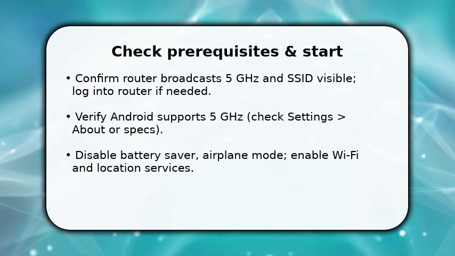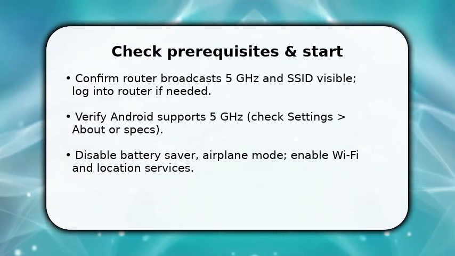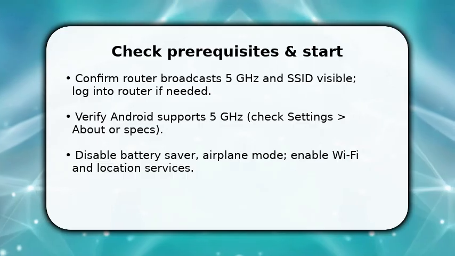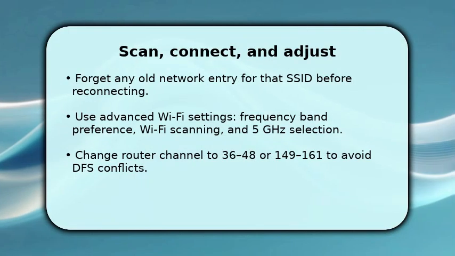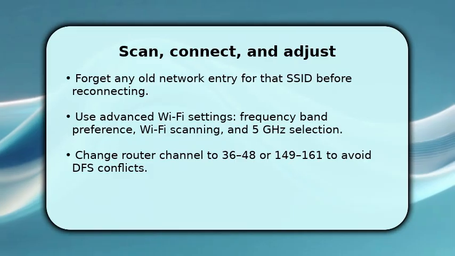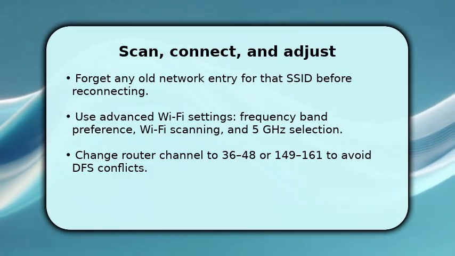Next, you'll perform the core connection steps and tweak settings that commonly block 5 GHz. First, forget the network entry for that SSID so Android removes cached band info, then rescan.